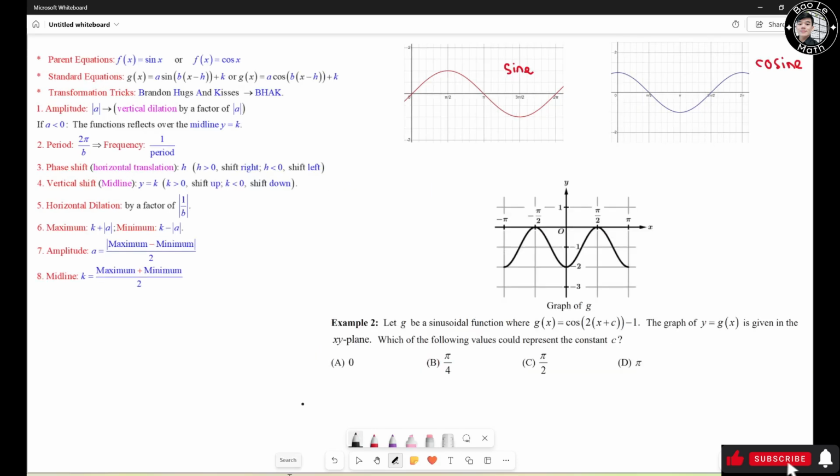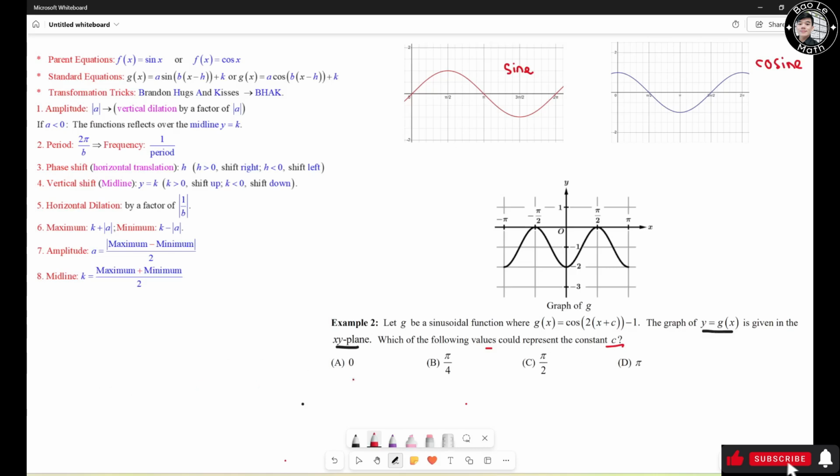Now let's take a look at example number 2. Let g be a sinusoidal function where g of x equals cosine of 2 times x plus c minus 1. The graph of y equals g of x is given in the xy plane. Which of the following values could represent the constant c? So you know that there are infinitely many values of c.